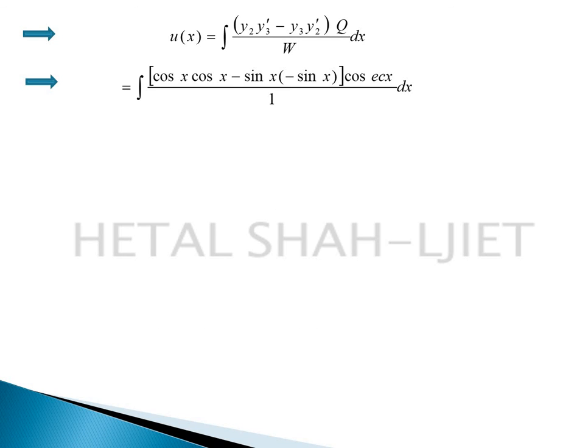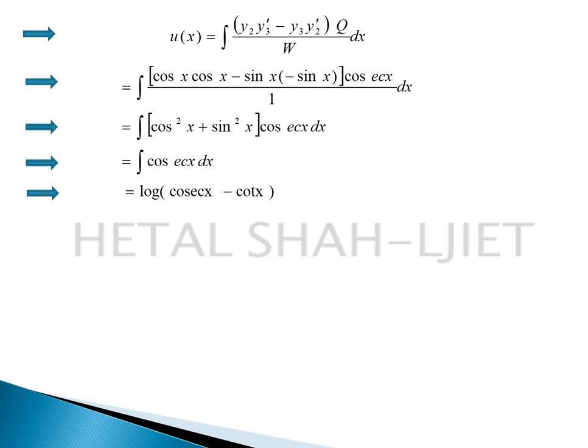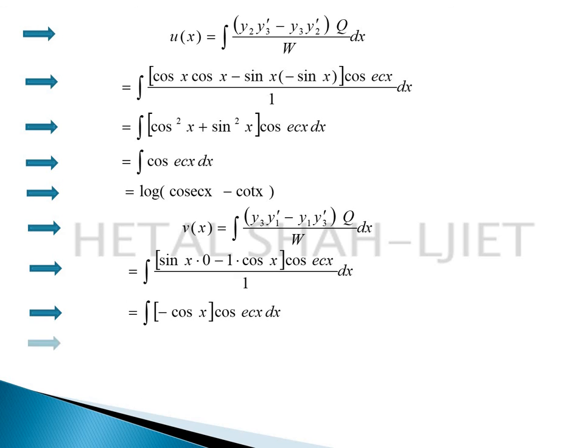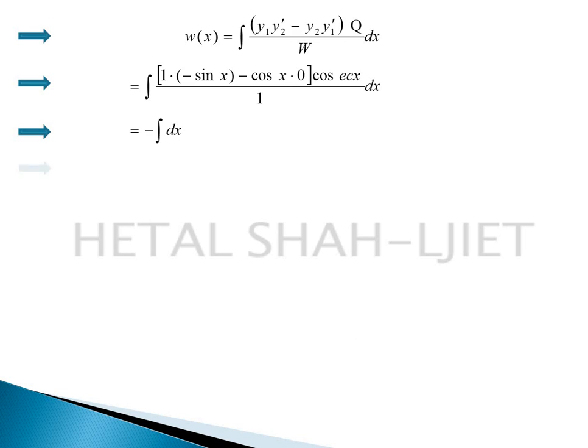Now your y2 is cos x, y3 dash is again cos x, and y3 is sin x. Y3 dash is cos x, y2 dash is minus sin x. Q is cosec x. So by simplifying this, we get cosec x, and integration of cosec x is log of cosec x minus cot x. Similarly for v, by putting the values in the right hand side of v, and by simplifying we get just cot x minus cot x. Integration of cot x is log sin x. Similarly for w, by putting the values and by simplifying we get just integration of dx, that is just x.